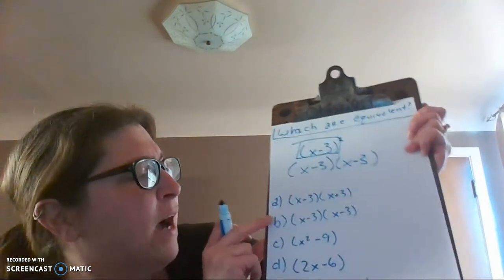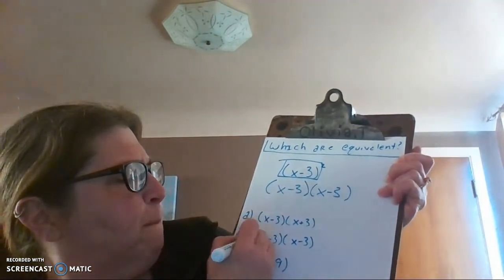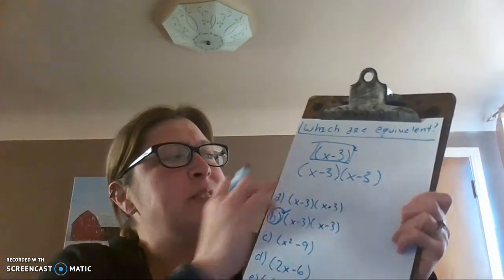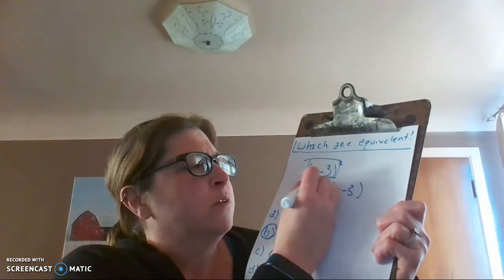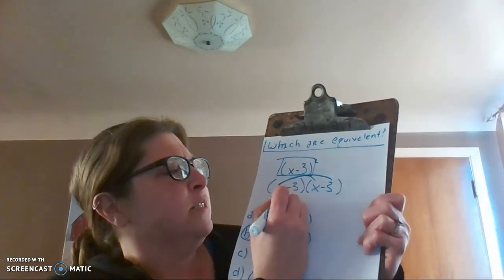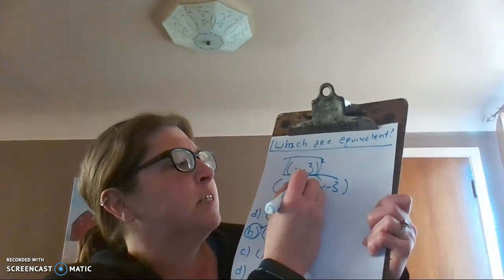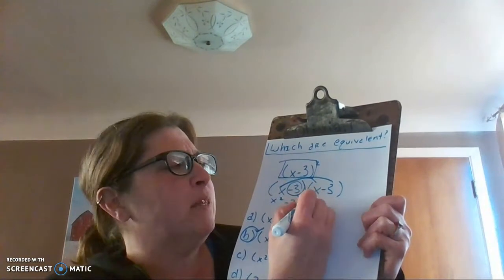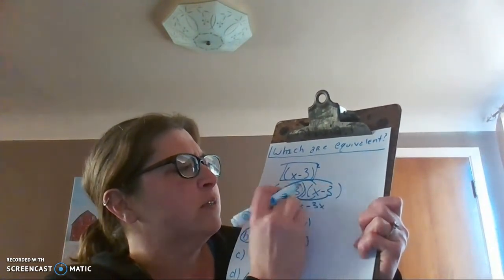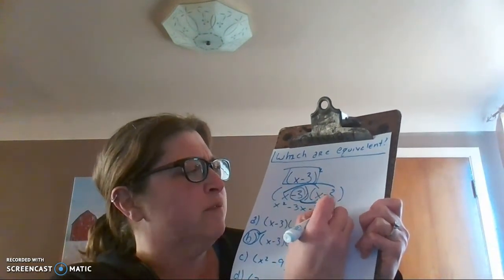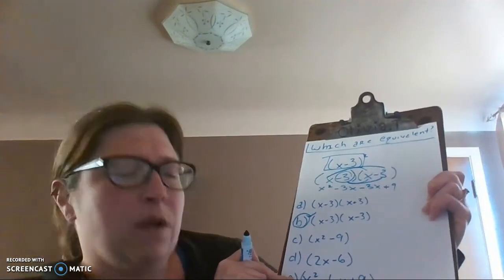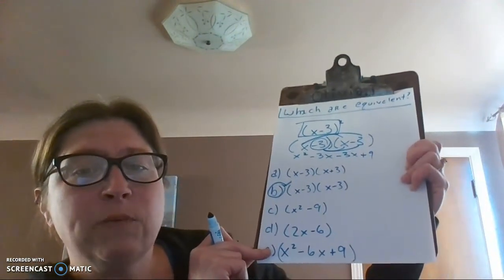So I'm like, hey, I see that right here with b, so I know b is equivalent. All right, cool. Well then, what happens if I finish and I multiply this out? So x times x is x squared. X times this negative 3 is a negative 3x. Then I take this negative 3, multiply it by this x, I get a negative 3x. And then negative 3 times negative 3 is a positive 9. I'm going to check. Nope, that's not one of my answers. All right, okay, cool. So that's not one of the choices I have.